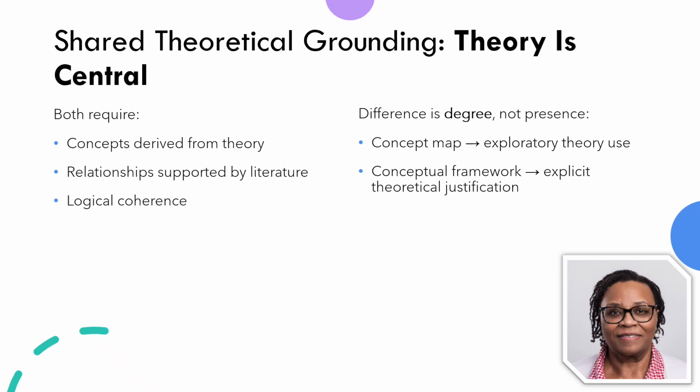Both concept maps and conceptual frameworks must be grounded in theory. The difference is that concept maps often use theory implicitly or exploratorily, while conceptual frameworks require explicit theoretical justification. At the concept map stage, you are discovering which theories fit. At the framework stage, you are defending why a particular theory or set of theories explains your study best.